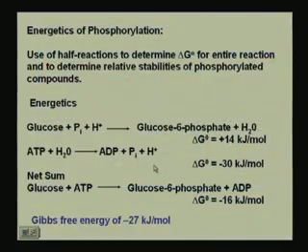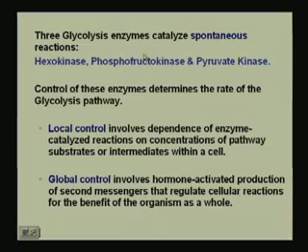These are the three enzymes that actually catalyze spontaneous reactions, and the control of these enzymes actually determines the rate of glycolysis. Because if you go back and look at the glycolysis pathway, it is these three reactions that are irreversible. So, once glucose forms glucose 6 phosphate, it is trapped in the cell. So, the control of these enzymes actually determines the rate of the glycolysis pathway.